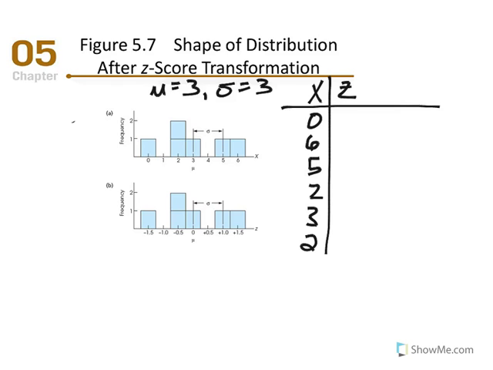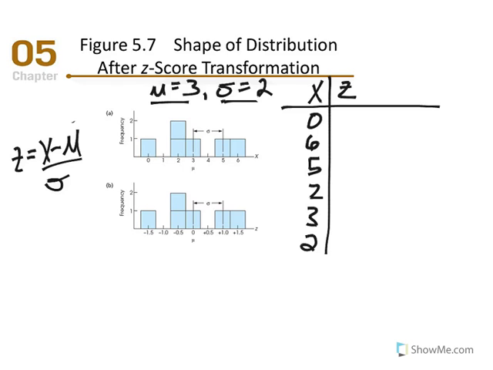So we're given a set of 6 scores, a population of 6 scores of 0, 6, 5, 2, 3, and 2, which I listed here. And we're asked to convert those into z-scores. Again, our z equation is x minus mu divided by standard deviation. We're told that the original distribution has a mean of 3 and a standard deviation equal to 2. That should be a 2, not a 3. And we're going to use those values to convert every score in this distribution to a z-score.